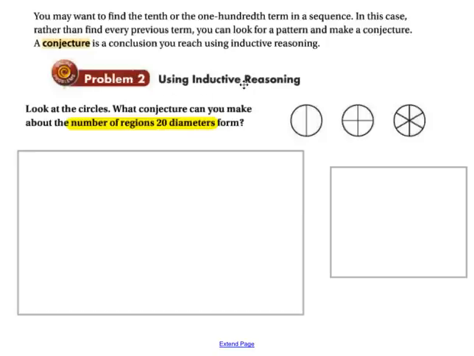So here's an example using inductive reasoning. It says, look at the circles. What conjecture can you make about the number of regions that 20 diameters form? So here we have 3 circles. The first one has 1 diameter, then 2 diameters, then 3 diameters.